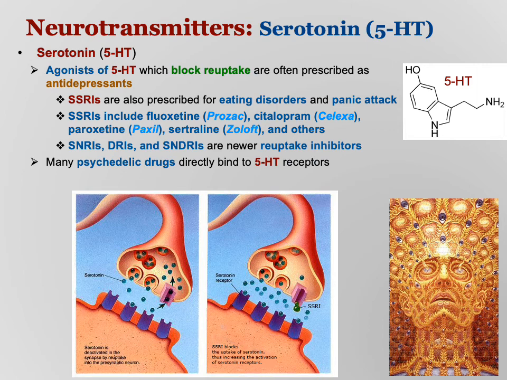Many psychedelic drugs are direct agonists of 5-HT, so they don't block reuptake, they actually bind to the receptor itself. So drugs like LSD, psilocybin, the stuff that's in the magic mushrooms, DMT, mescaline that comes from the peyote cactus, these are drugs that directly activate serotonin receptors, and only certain subtypes as well. There are a lot of different kinds of serotonin receptors. These don't activate all of them, just some of them.